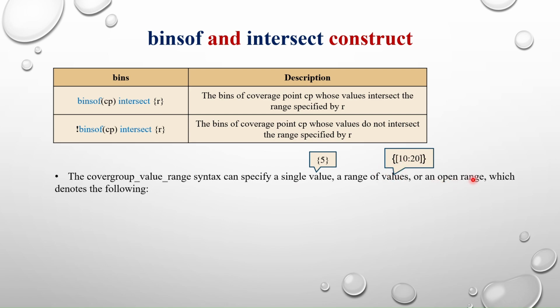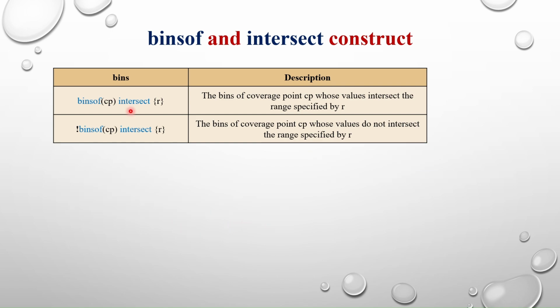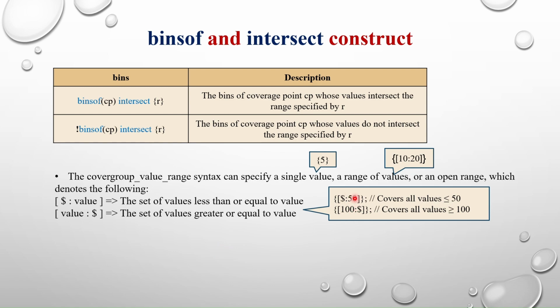So what is an open range? Open range is defined when you use the dollar. Okay, dollar down to value or value down to dollar. So dollar down to value means the set of values less than or equal to value, and value down to dollar means the set of values greater than or equal to value. Okay, for example, dollar down to 50 means it covers all the values less than or equal to 50, and 100 down to dollar means it covers all the values greater than or equal to 100.